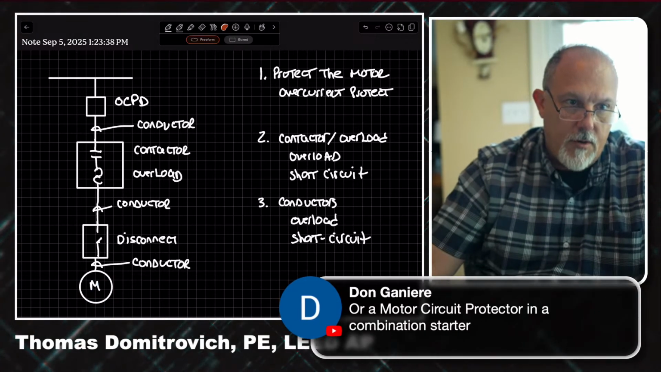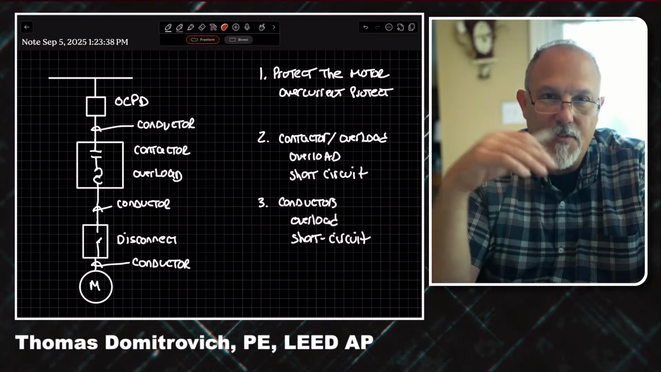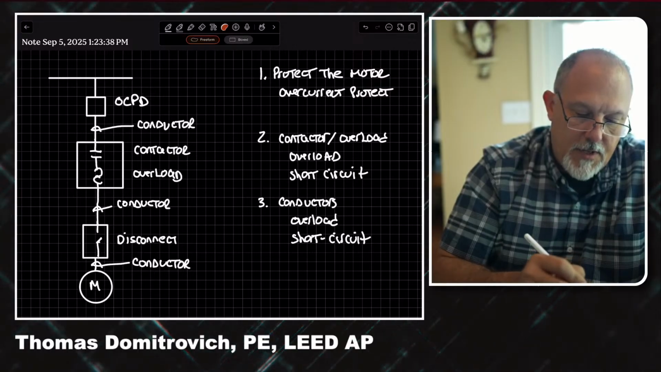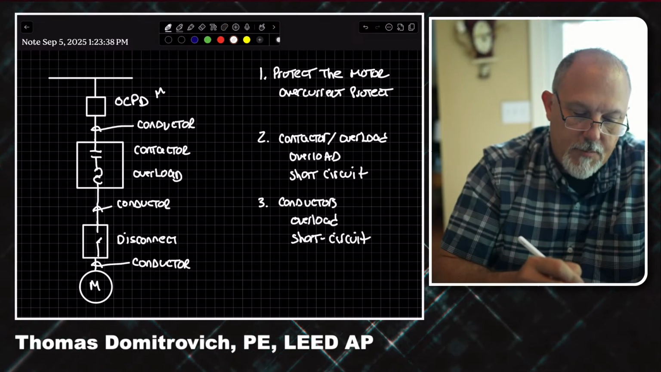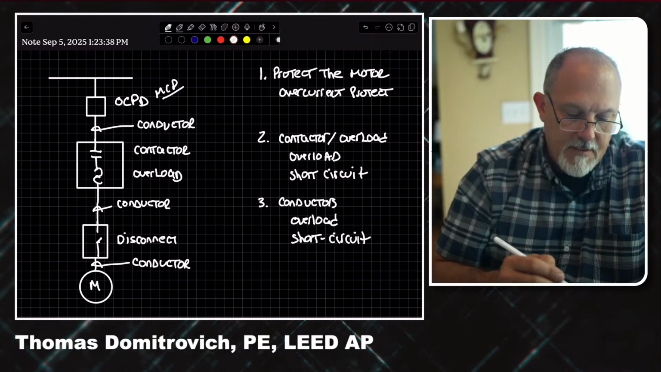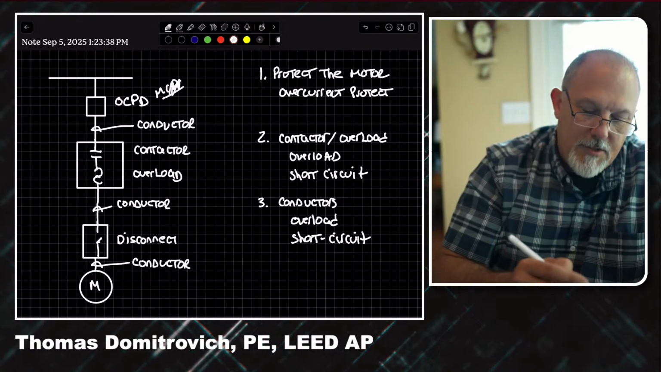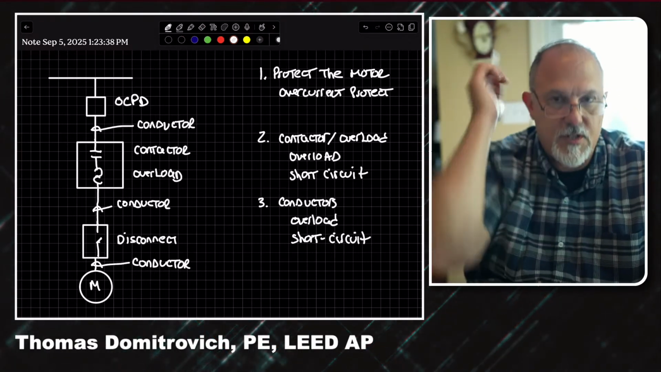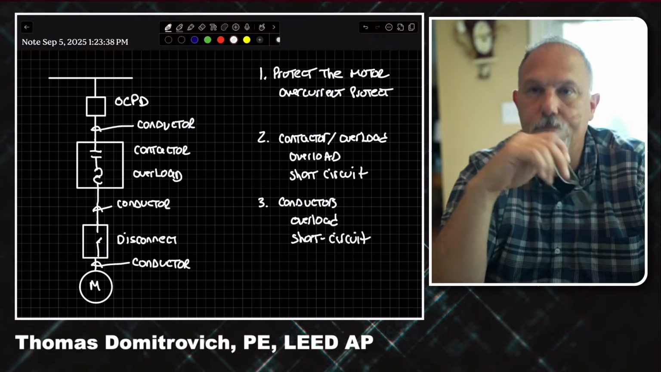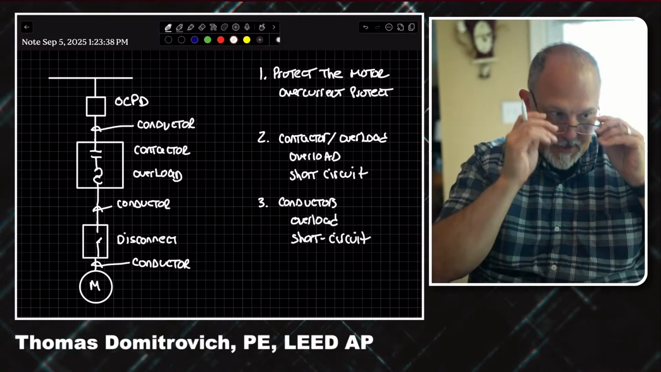you're right. It's or a motor circuit protector in a combination starter. Yeah, so that's the other issue, there's a lot of different variations, right? My overcurrent protective device could be a motor circuit protector. It could be a standard overcurrent protective device. I could have a lot of different scenarios. So I'm just saying I've got an overcurrent protective device, which a motor circuit. It's a good discussion, actually. Good point, Dawn. A motor circuit protector is not an overcurrent protective device.